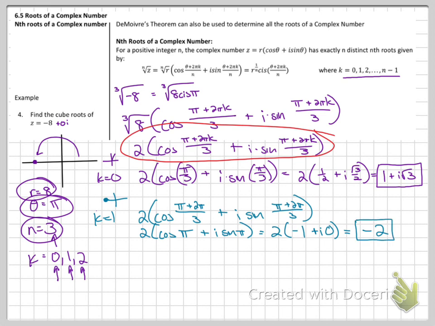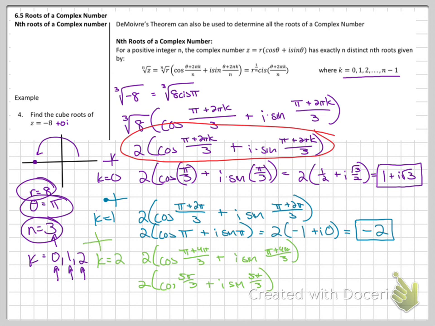But remember, there's always complex roots as well. So our third solution, plug in 2. 2 pi times 2 is going to be 4 pi. Pi over 3 is where we're at.